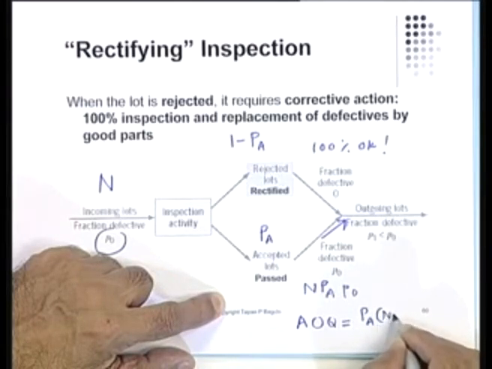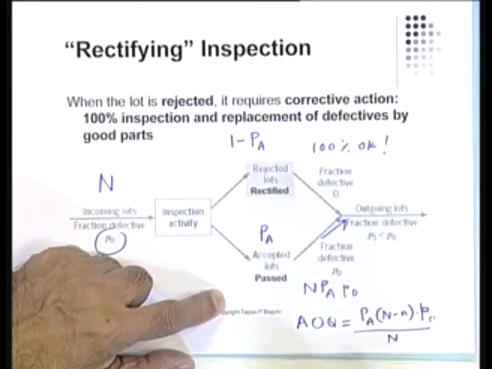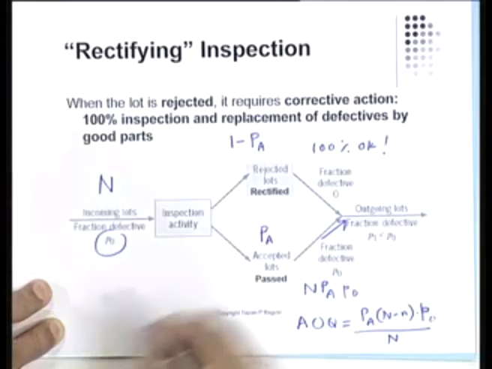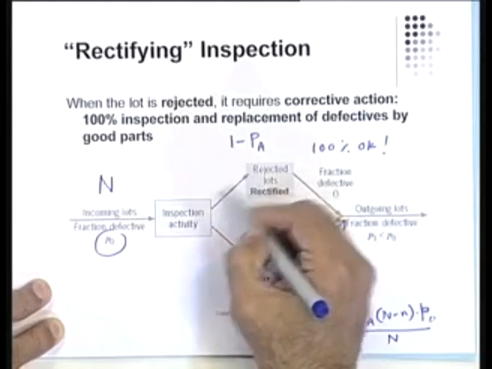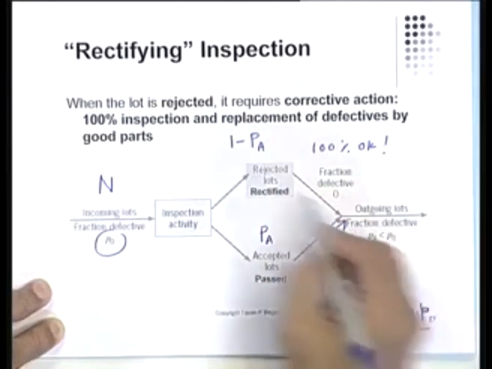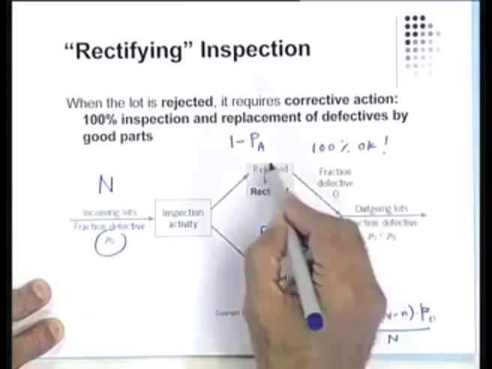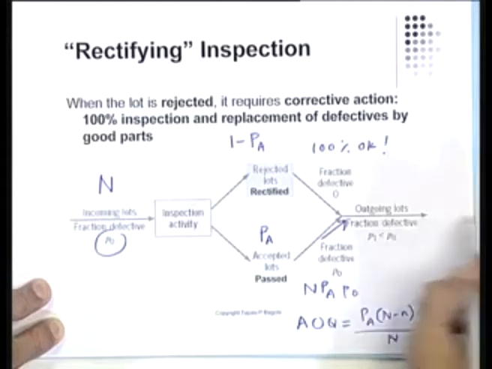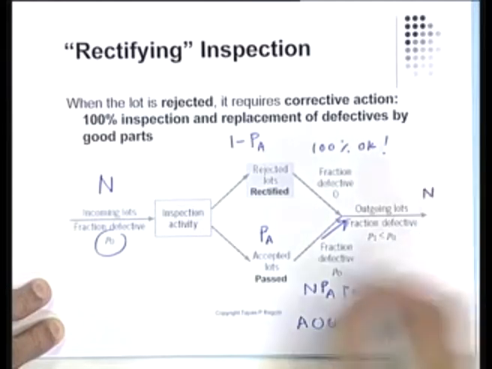multiplied by big N minus n multiplied by P0, divided by N. Let me explain to you what is going on here. N is the total number of parts flowing through the system. Once I've done rectification, I'm not returning anything to the supplier. So the rejected lots got rectified, they came along. I end up with some items here and I end up with some items here. But the total number of items coming this way is going to be N items.